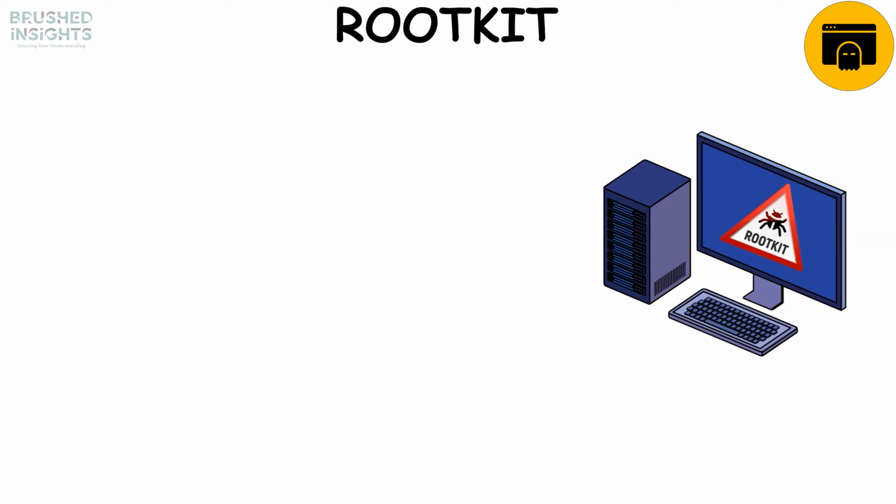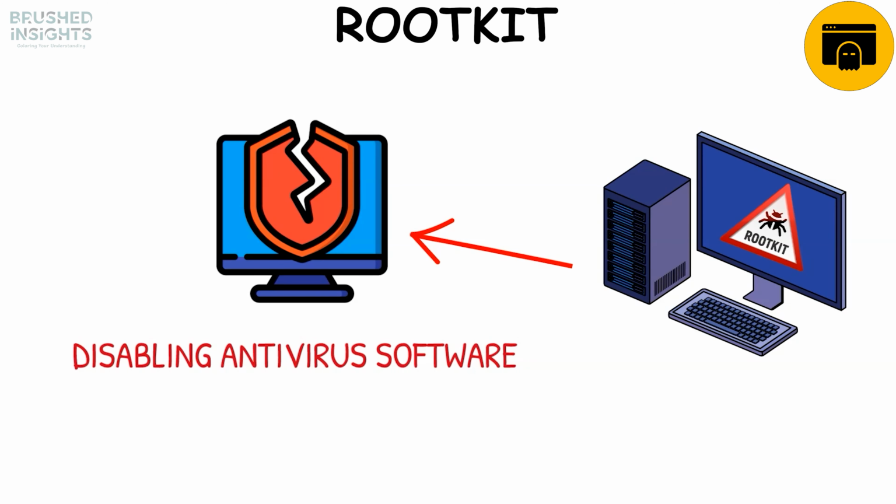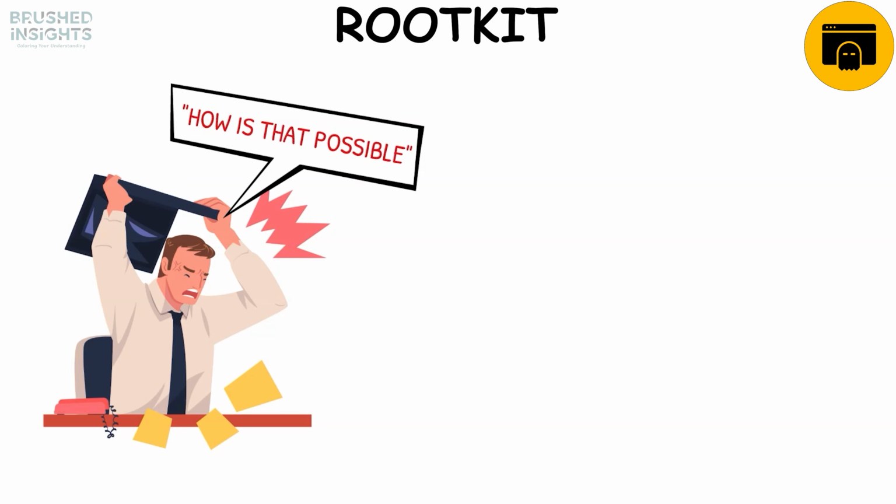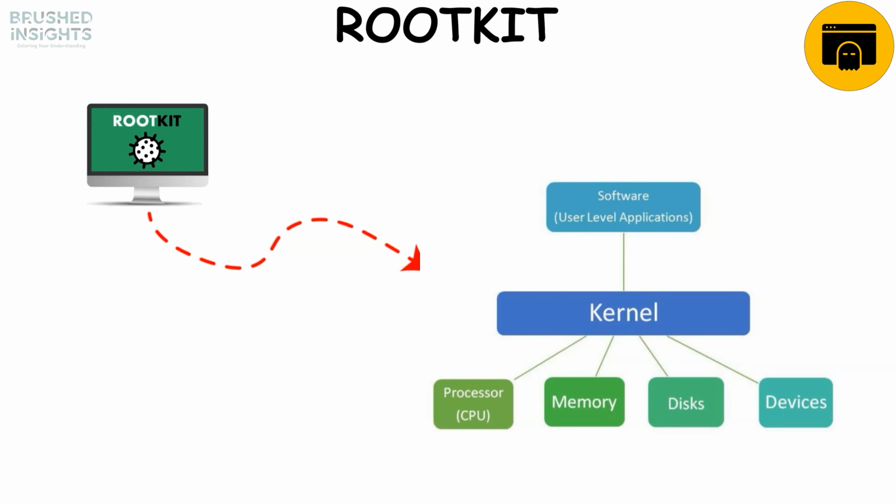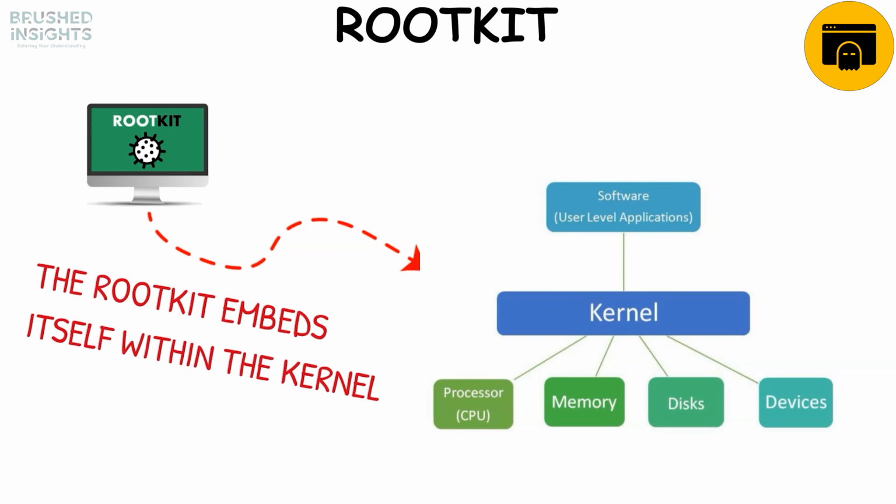Rootkits are adept at evading detection, often by disabling antivirus software. Removing them can prove challenging or nearly impossible, particularly in cases where the rootkit embeds itself within the kernel, the core program of a computer's operating system, wielding extensive control over system operations.